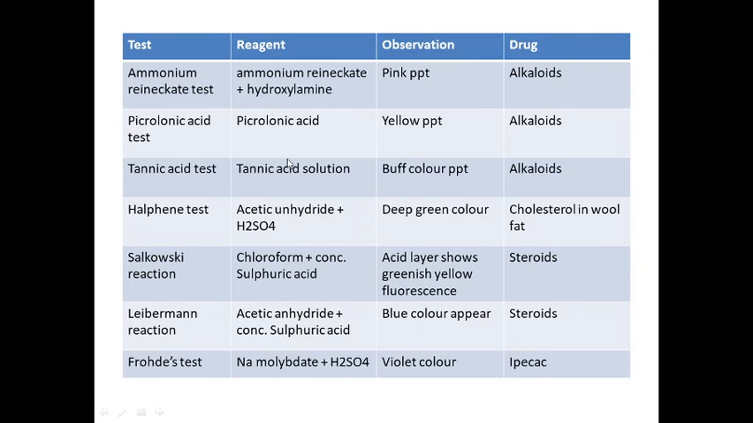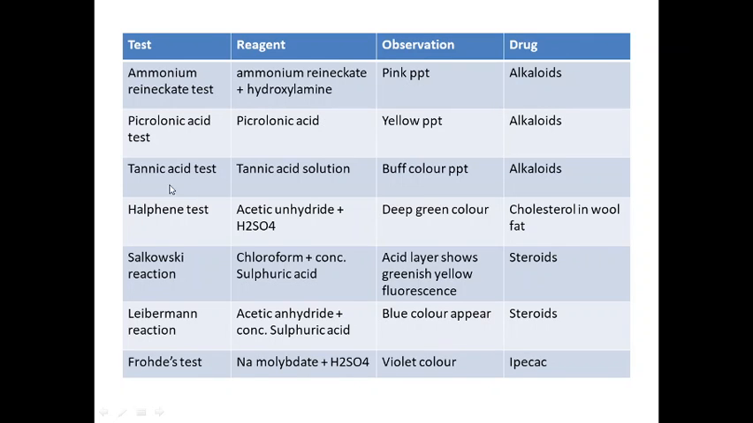The next test used for the identification of alkaloids is the ammonium reineckate test. It uses ammonium reineckate and hydroxylamine as reagents, and the alkaloid shows the pink precipitate in presence of the reagent. The next test is picrolonic acid test. This test is also used for the identification of alkaloids. It uses picrolonic acid as a reagent, and the alkaloid shows the yellow precipitate in presence of picrolonic acid.